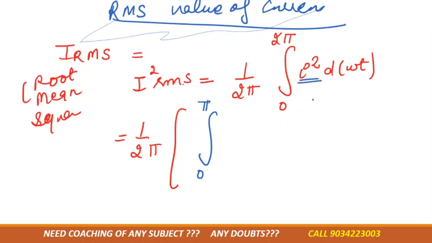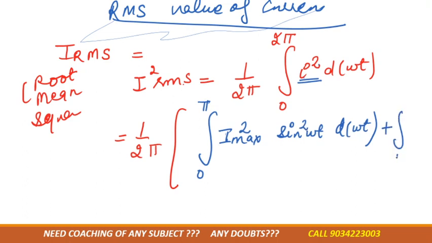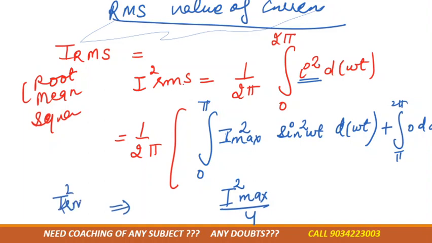What is the standard equation for I? I is equal to I max sine omega t d of omega t, right? So it is I square, so I max square sine square omega t, correct? Plus the limit from pi to 2 pi would be 0 d omega t, because in that case there will be no output. So if we completely solve it, what will we get as the answer? I'm not solving it, but I'm telling you the direct answer. If we solve it, then we'll get I square max divided by 4. That would be equal to I square RMS.